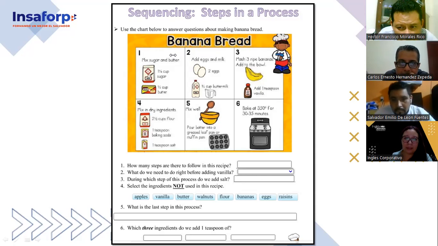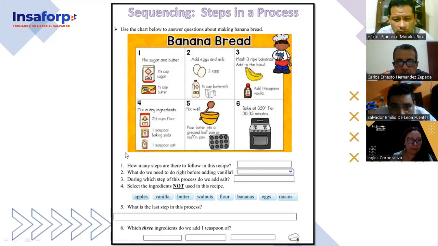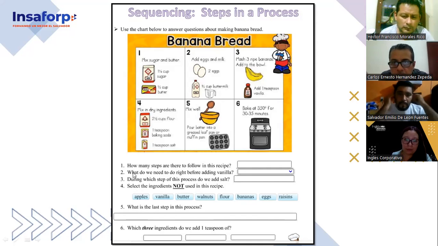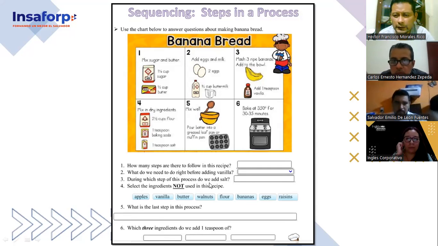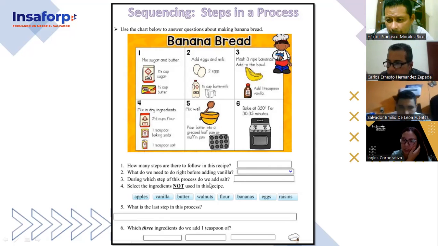Salvador, usted va a ser el número tres, la pregunta número tres. Okay, and then Cynthia Abrego, usted va a contestar la número cuatro. Cristina Edith, usted contesta la número cinco. Y Lucy Natalie contesta la número seis. Iniciamos. Hector, please. Read the question and then give the answer.